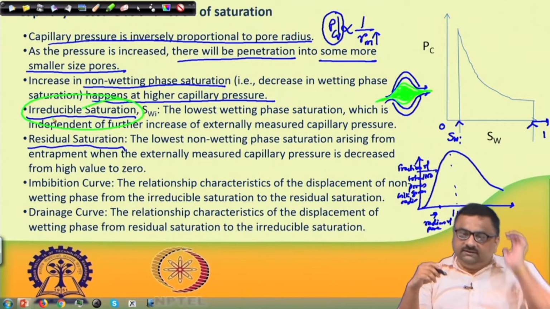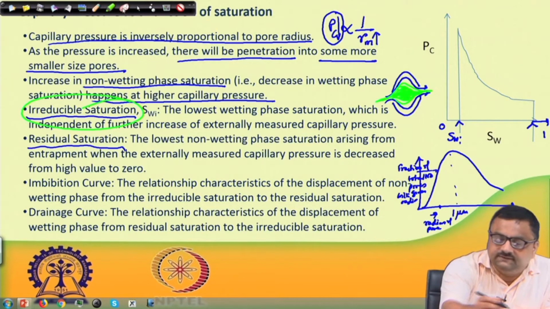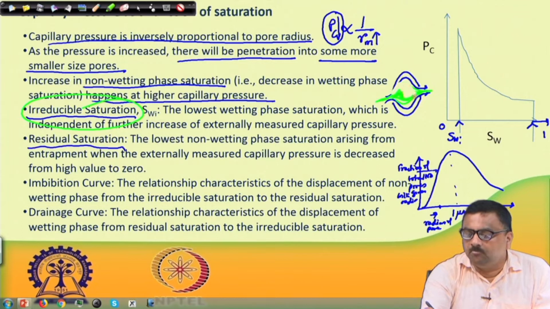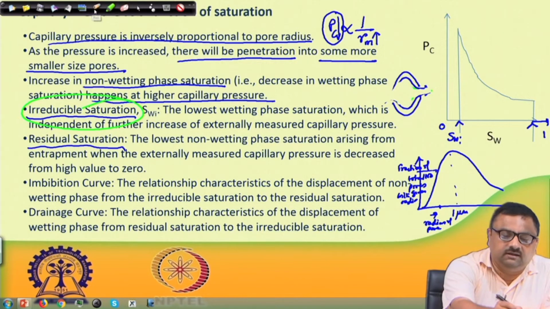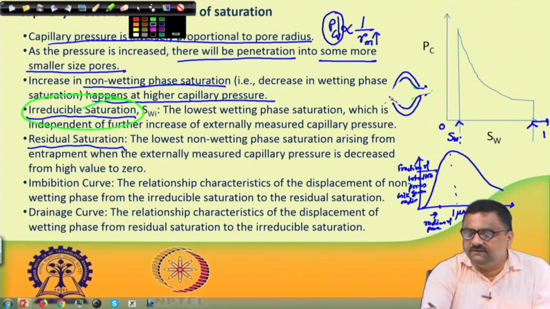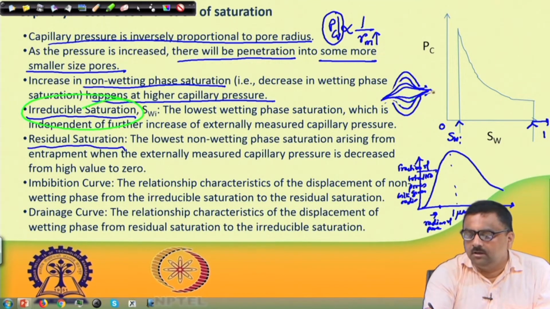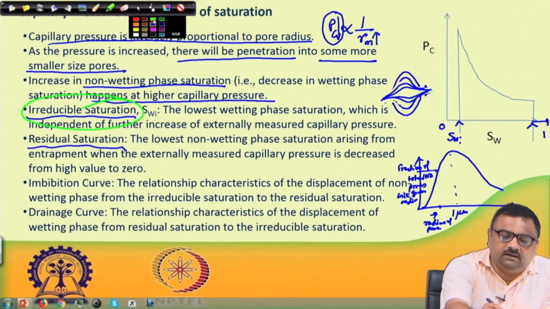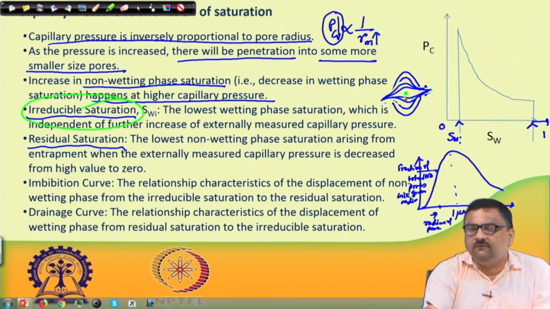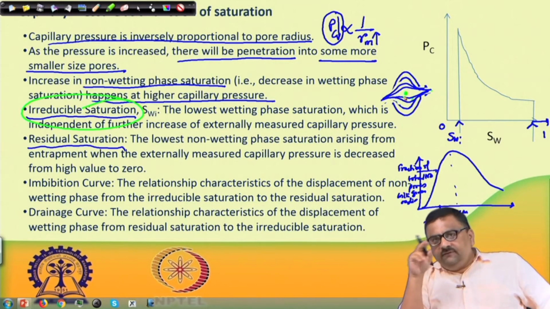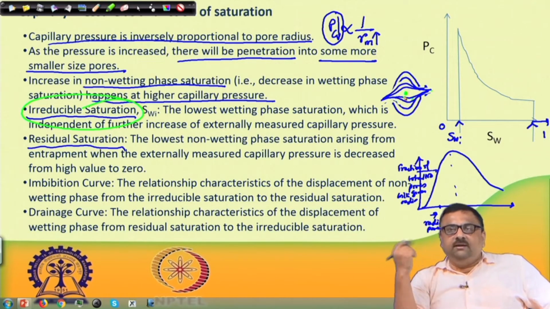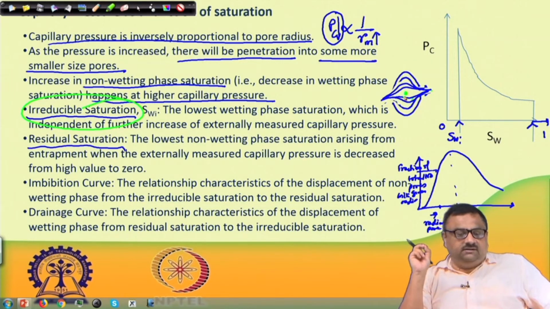At that time, this oil will shrink, which means there would be more water traveling here like this, but there may be a small speck of oil sitting at the center, which one may not be able to displace. That is called residual non-wetting phase saturation, or residual saturation.